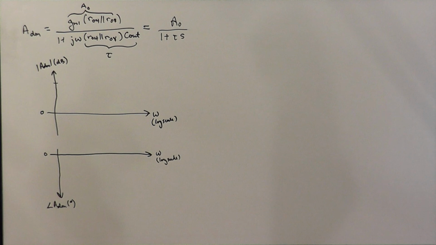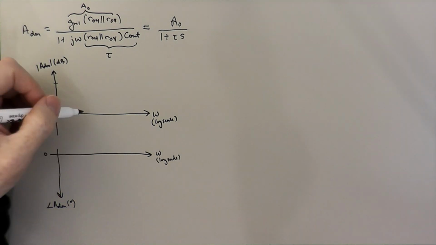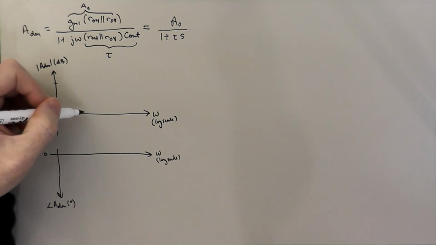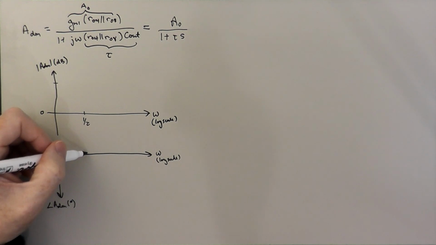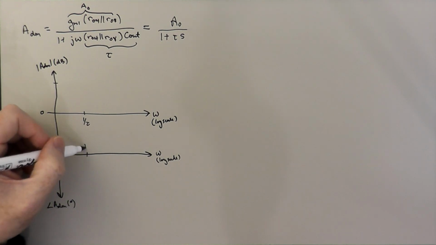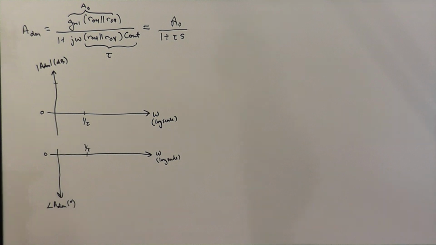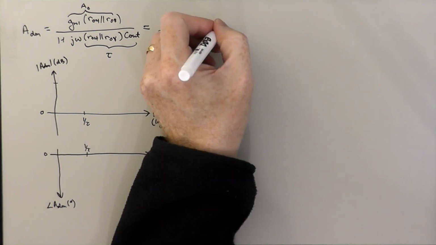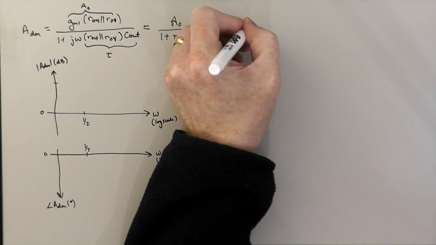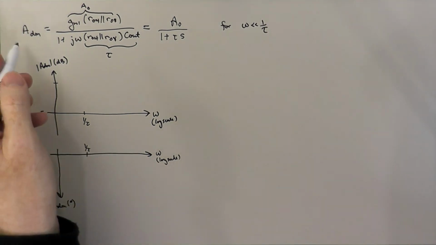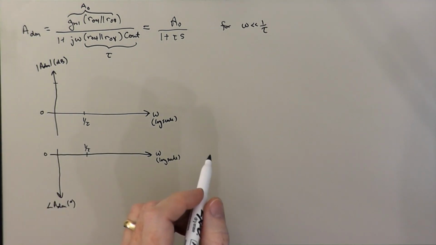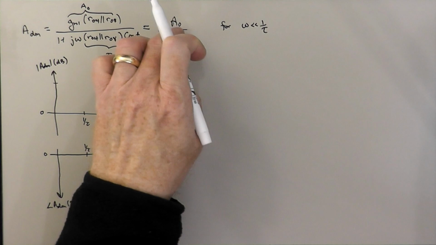And if we're considering tau to be a relevant quantity here, on a frequency scale we might want to denote 1 over tau as a special frequency of interest. Okay, and so for omega much less than 1 over tau, we can look at the behavior of ADM. I'm sorry, this shouldn't be s, this should be j omega tau.